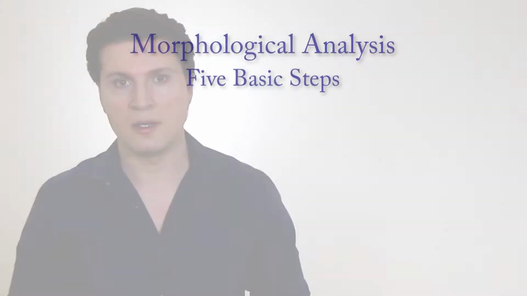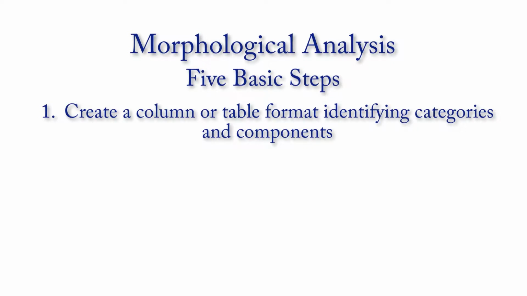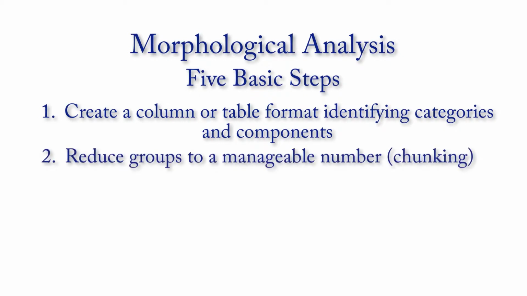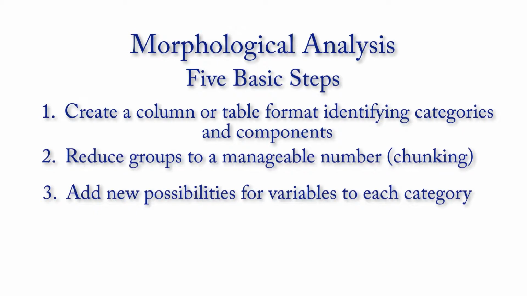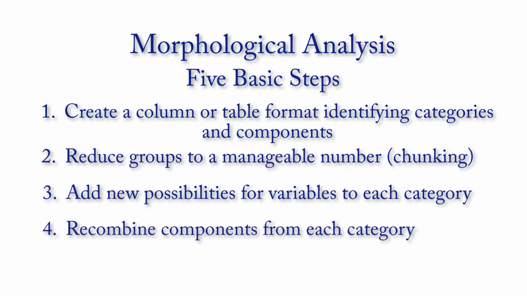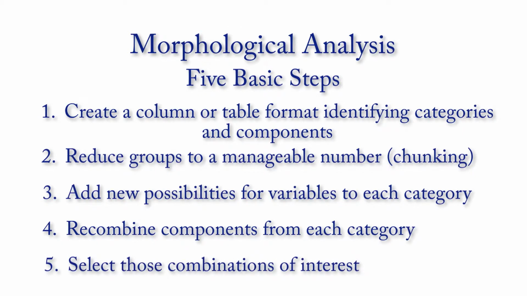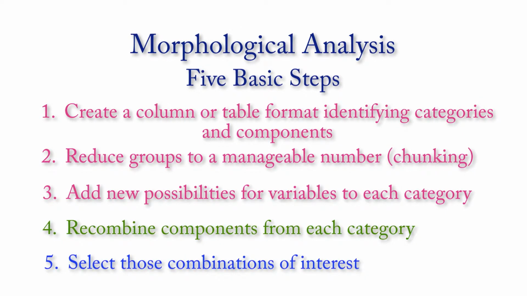In morphological analysis, break things apart to put them back together in a new form by following 5 basic steps. Create a column or table format identifying categories and components. Create subcategories if necessary. Reduce groups to a manageable number through chunking. Add new possibilities for variables to each category. Recombine components from different categories by searching the matrix for options. Select those combinations that are new or of interest for development. The first 3 steps occur together, while the last 2 tend to occur independently, though elements and combinations may stand out as the table is being built.